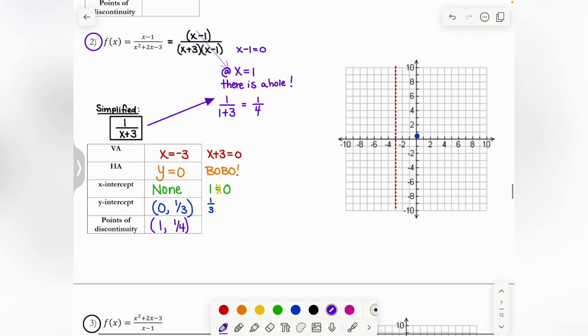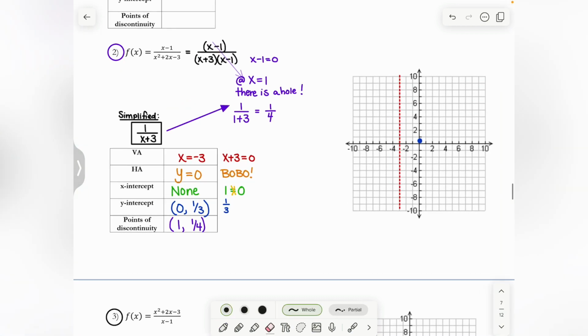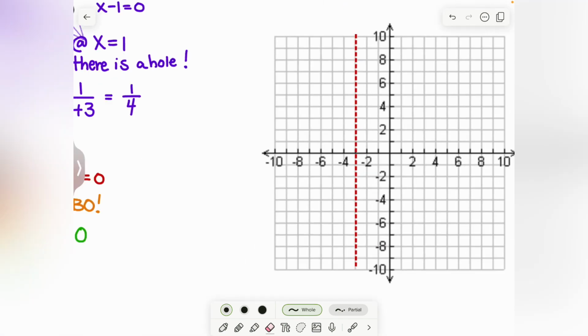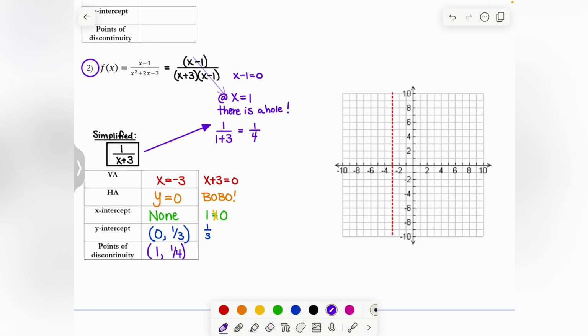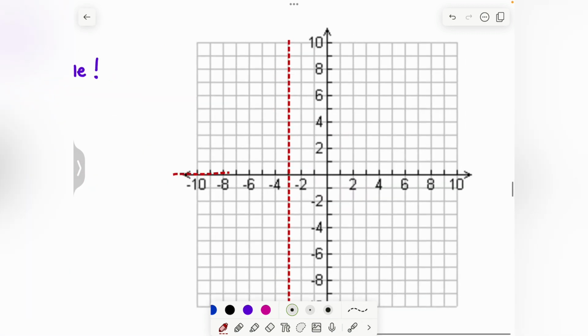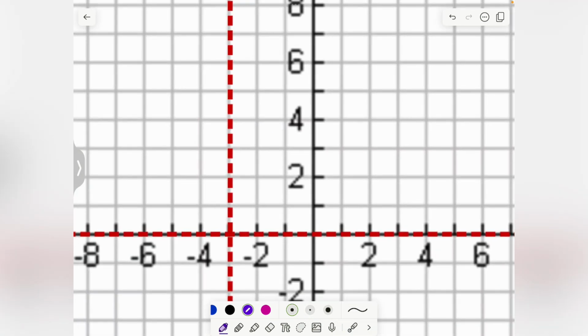So now it's time to put all of this on a graph. I actually already started by drawing the vertical asymptote at -3. And so now I'm going to draw the horizontal asymptote, which is at 0. Next, I am going to draw the y-intercept. There was no x-intercept, so I'm skipping that, and the y-intercept is at 1/3, which is just somewhere in between 0 and 1.